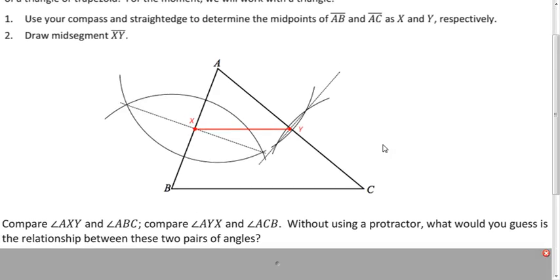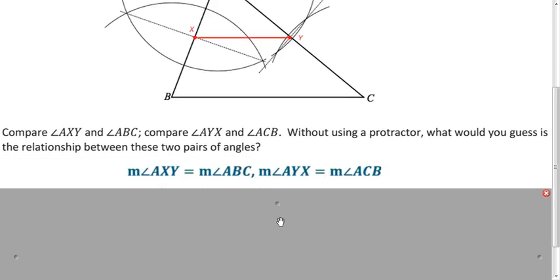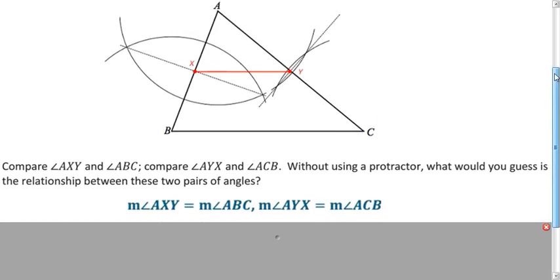And so what do you think the relationship is between angles AXY and ABC, and similarly AYX and ACB? Well, it looks like they are congruent, so they have the same measure. So looking at the picture, if you want to mark it, we can say that this angle is congruent to this angle, and the same thing over here.